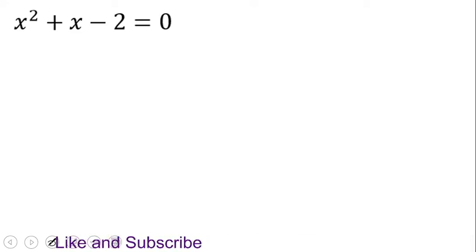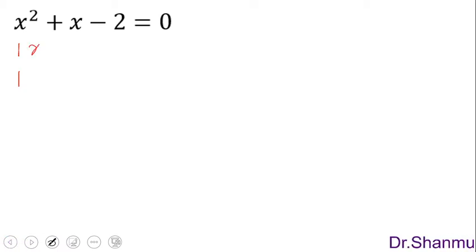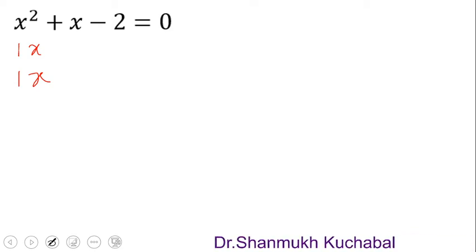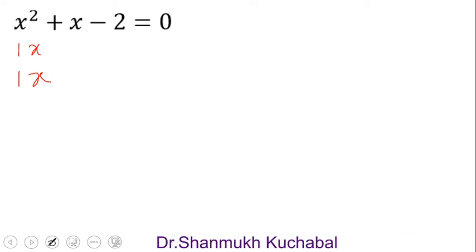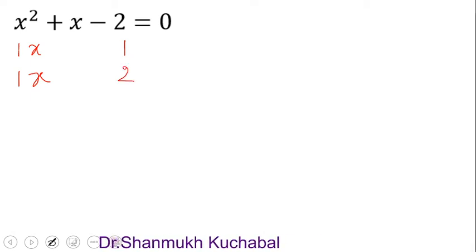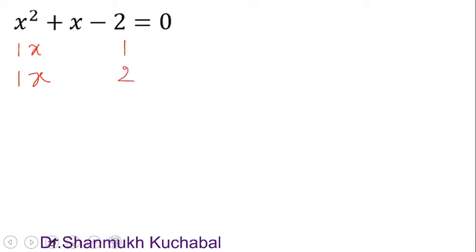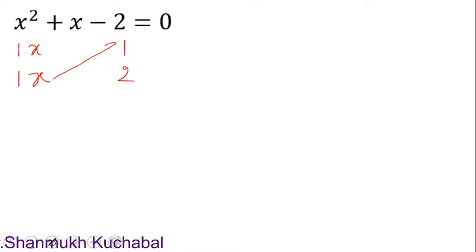X square coefficient, so 1 it is. I'm going to take a 1 and 1. I told you, along with this we have to introduce x and x. Then factors of 2, I'm going to write: factors of the number 2 are 1 and 2. So 1 times 2 is 2, I am going to get it. Then cross multiply. See, I have cross multiplied. So 1x into 1, 1 into x, I am going to get it.